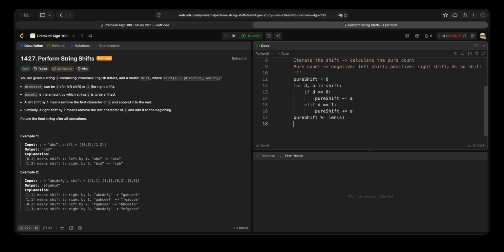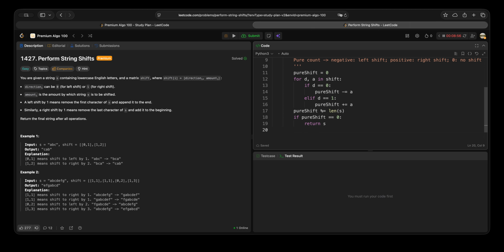All right, so let's look at this right shift, pure shift. If pure shift, as we see, is equal to 0, we don't want this pure shift. That means the output, the return result, should stay the same, so we just return S. What about other conditions? Other conditions, we can return S.